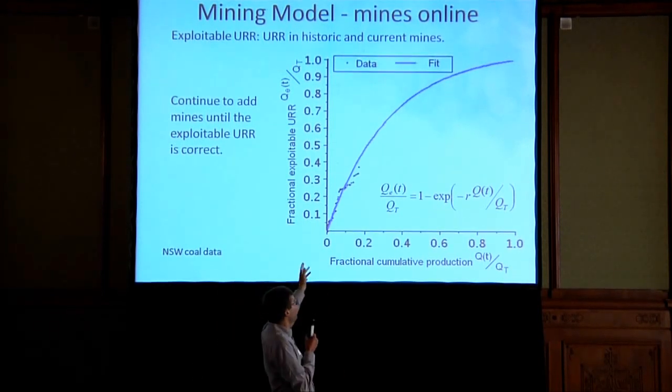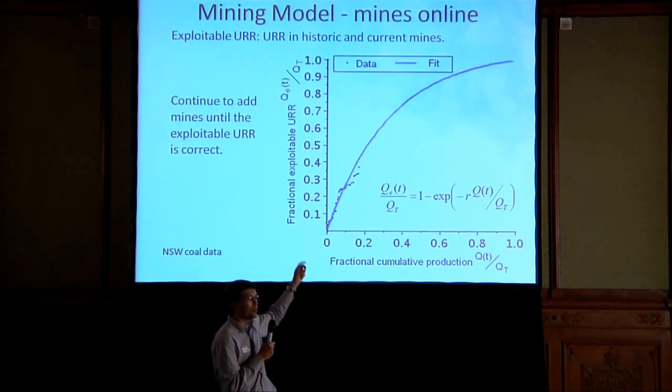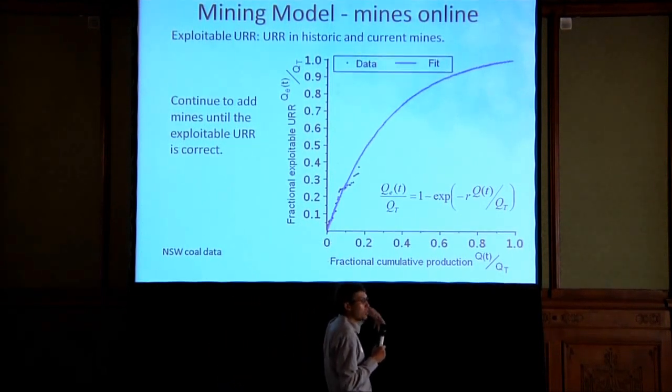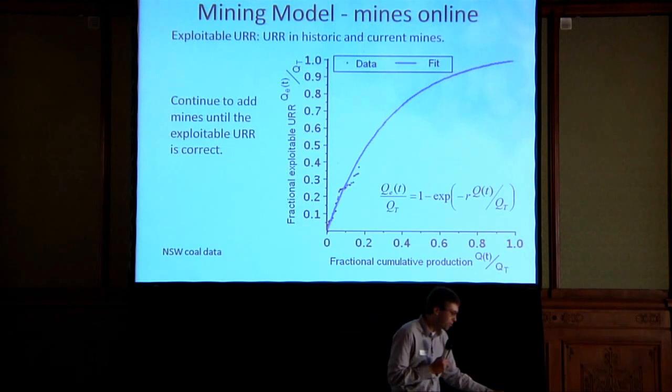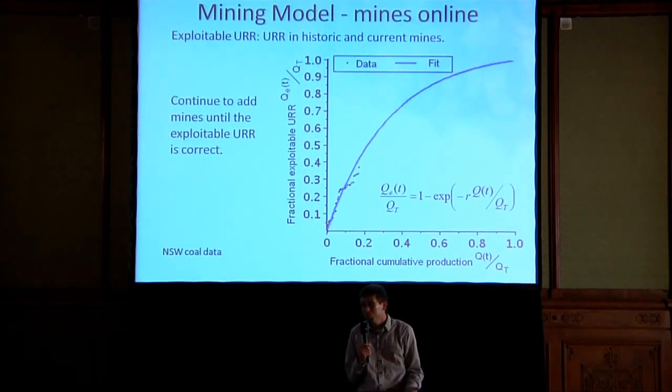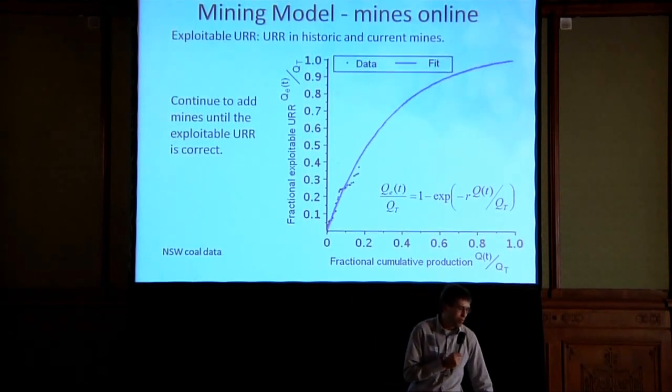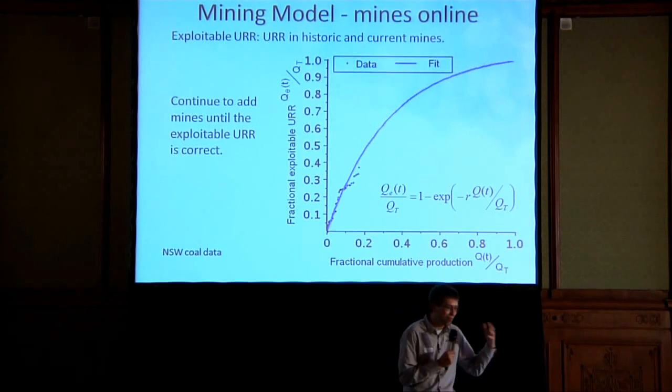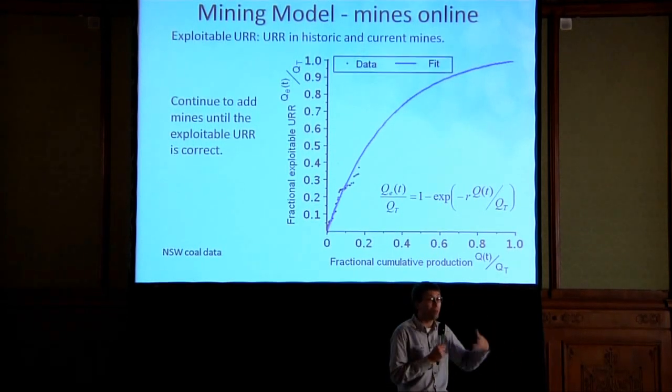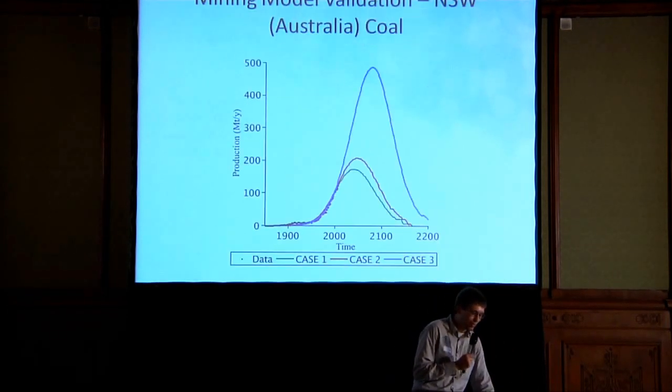Okay? So each year, cumulative production goes up a little bit, which means exploitable URR goes up a little bit, which means you put on a number of mines online so that that is met. And that's all the model is doing. It's actually pretty simple. Well, yeah, there's a lot of other things around the tracks, but it's vaguely that simple.